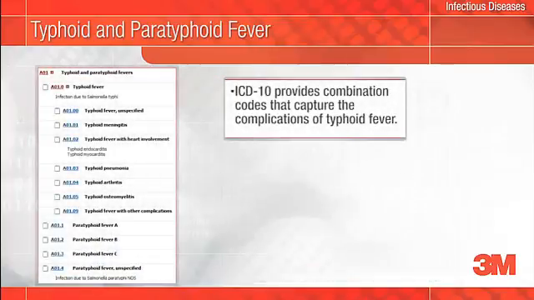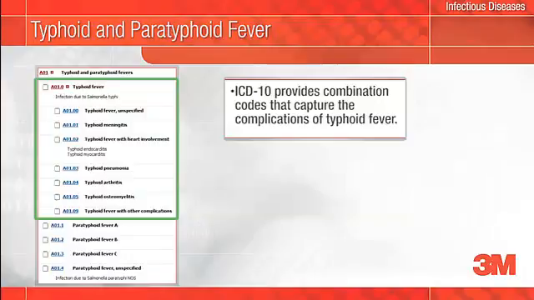Another intestinal infectious disease is typhoid fever. Approximately 400 typhoid fever cases occur each year in the United States, with 75% of these cases acquired during international travel. What's different about typhoid fever in ICD-10 is that there are new combination codes with the specificity to capture the complications of typhoid fever, such as meningitis or pneumonia.